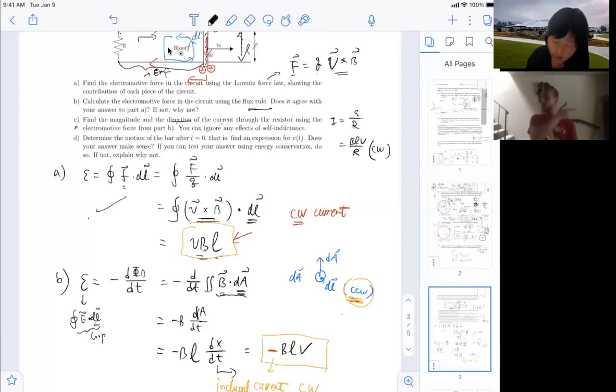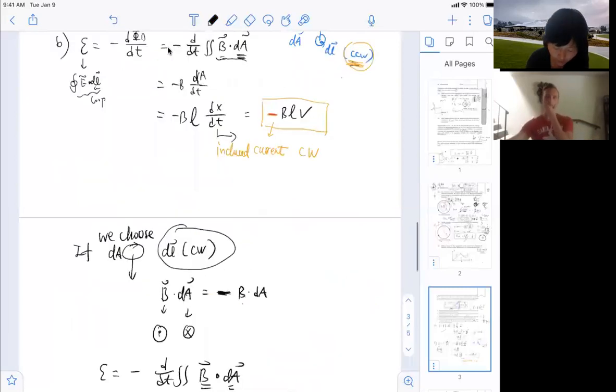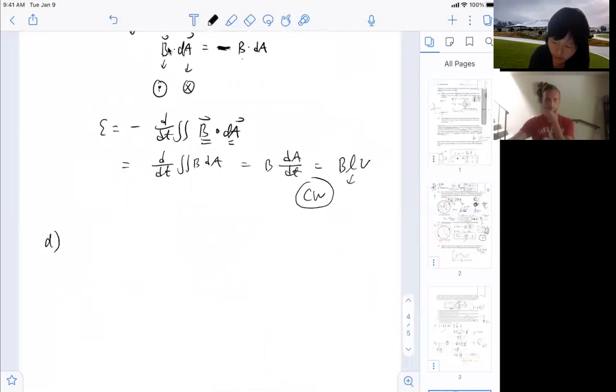Part D, determine the motion of the bar after t equals 0. That is to find an expression for the velocity change with respect to time. So we need the equation of motion for the bar. We can use Newton's second law, F equals ma. And we can plug in the force, and if we want a velocity with respect to time, we probably need a differential equation with v in it, so we can change a to dv/dt.